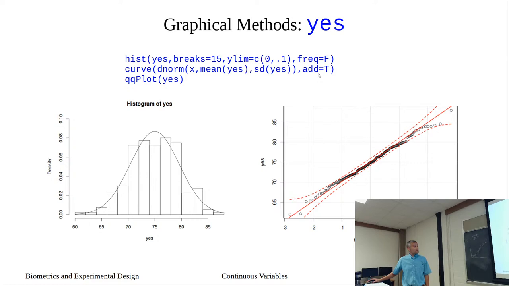All right. So these are the yeses. We made these. So we've already talked about it. I mean, this is what a normally distributed vector should look like.